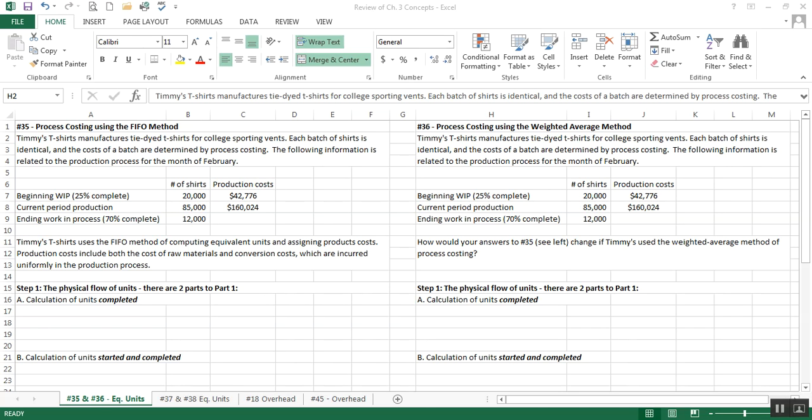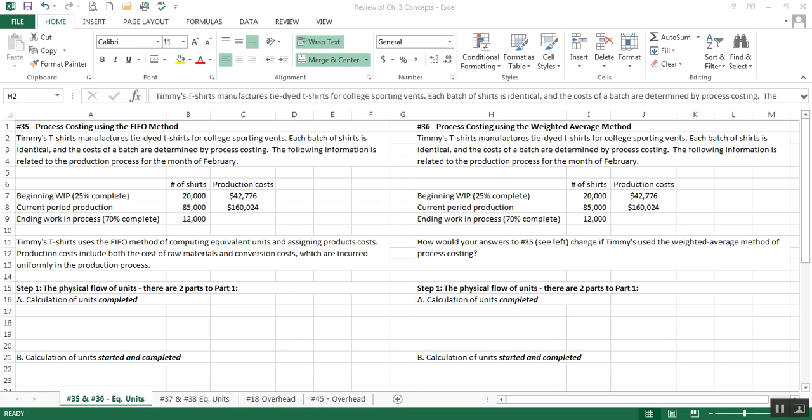Hello, we're going to go over the FIFO and weighted average equivalent units methods as well as overhead applied and predetermined overhead calculations for Chapter 3. Going back to problems number 35 and 36, we're looking at a t-shirt manufacturer and trying to identify the related ending inventory costs as well as the cost of goods manufactured that should be transferred over to finished goods.